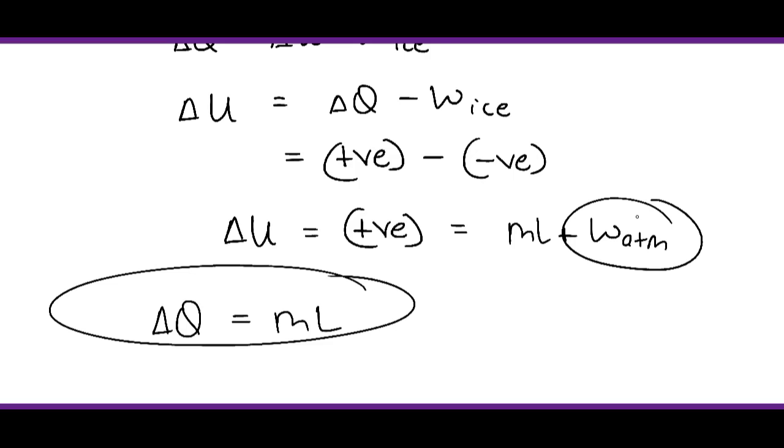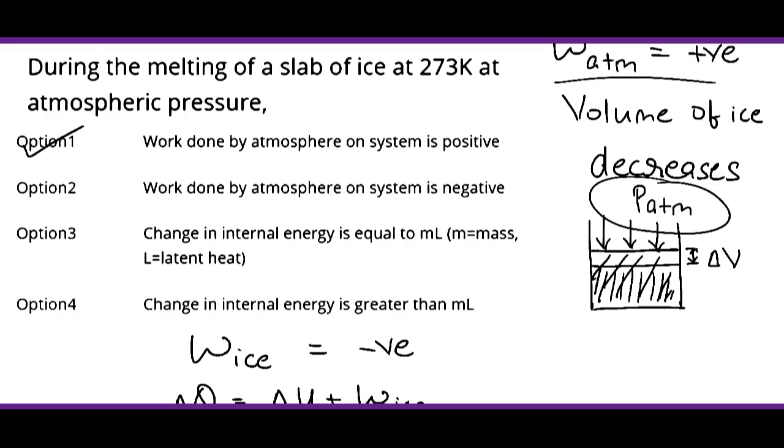And since W_atm is a positive value, we can say that delta U is greater than delta Q, and we know that delta Q is equal to mL. Therefore, if you look at options 3 and 4, option 4 will be correct because the change in internal energy is greater than mL.